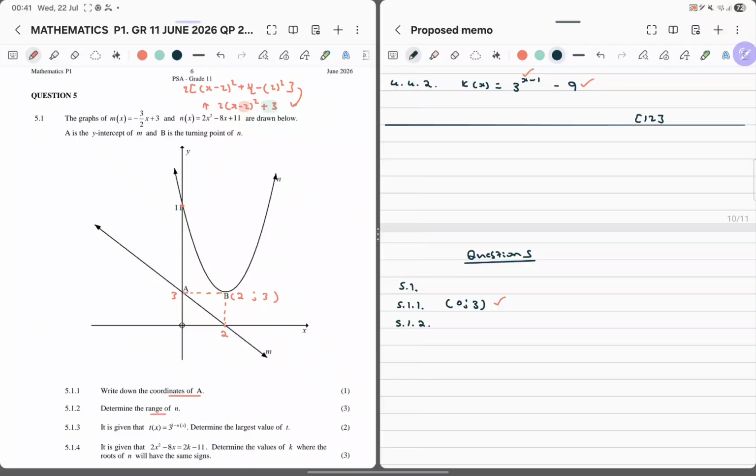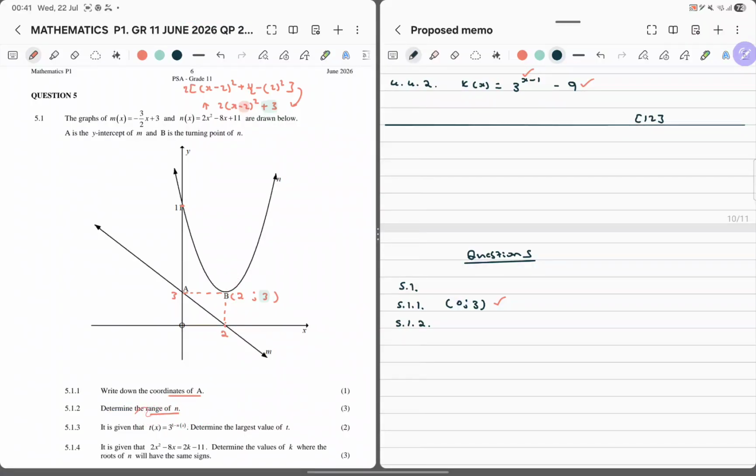5.1.2. Determine the range of n. Now n is the parabola. So this is 3 marks. So how would we know the range? It means we need the y-intercept of the turning, I mean the value of y at the turning point. And of course everything above it is good.